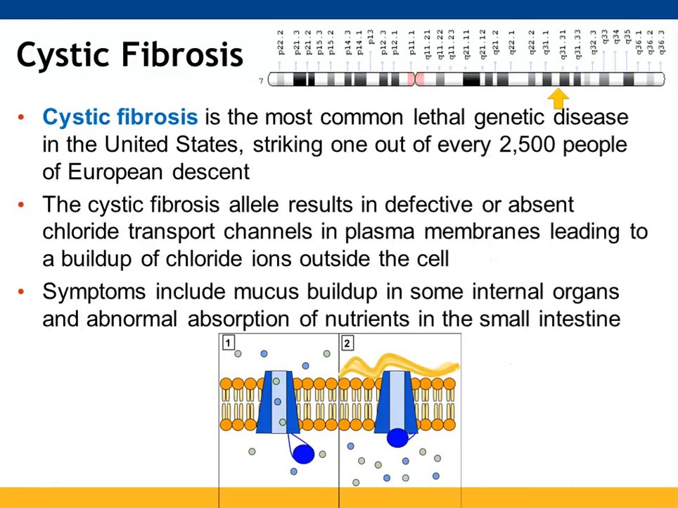Cystic fibrosis is the most common lethal genetic disease we have here in the US, one of about 2,500 individuals that have a European background are likely to end up with cystic fibrosis. This allele, when it's not functioning properly or if it's just not present, will cause chloride transport channels not to be there.